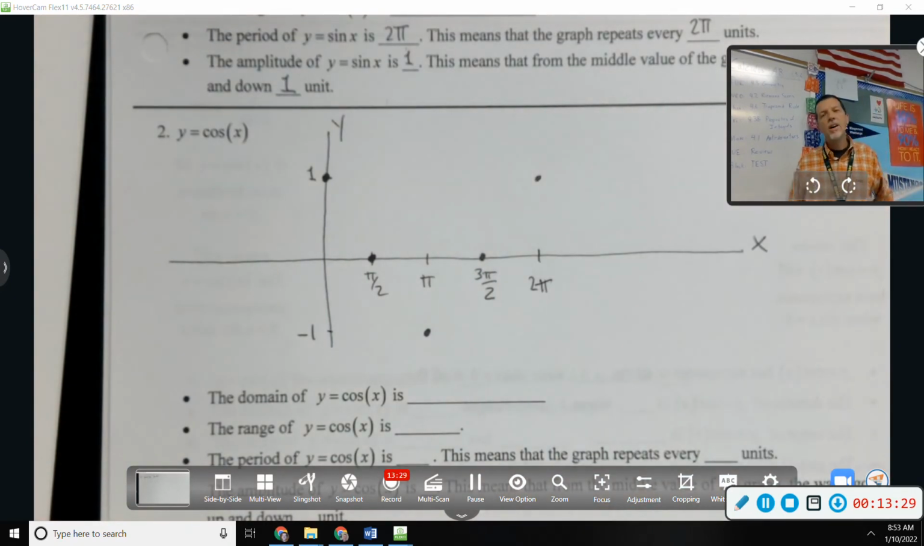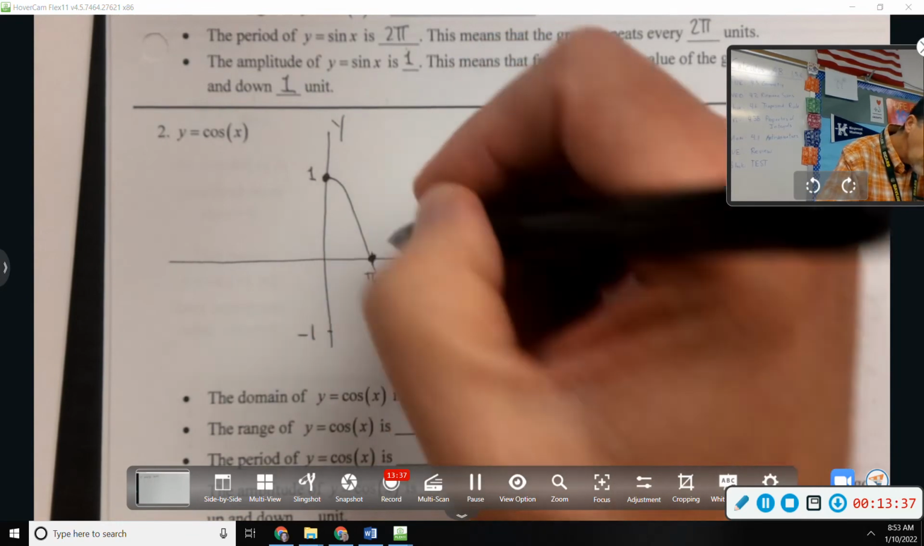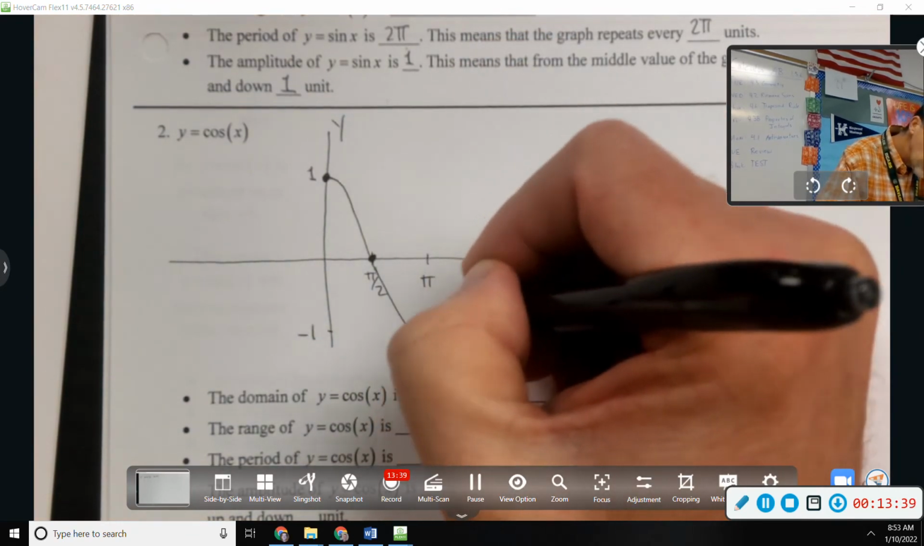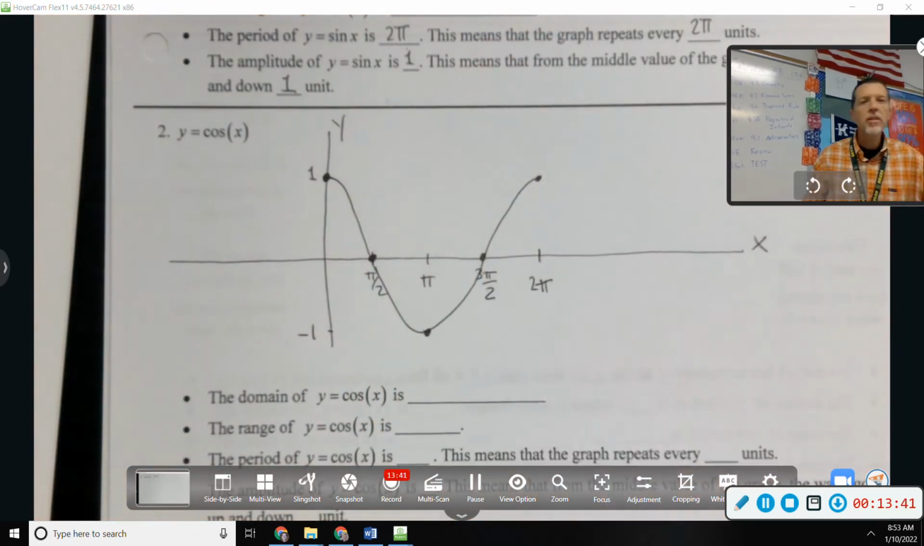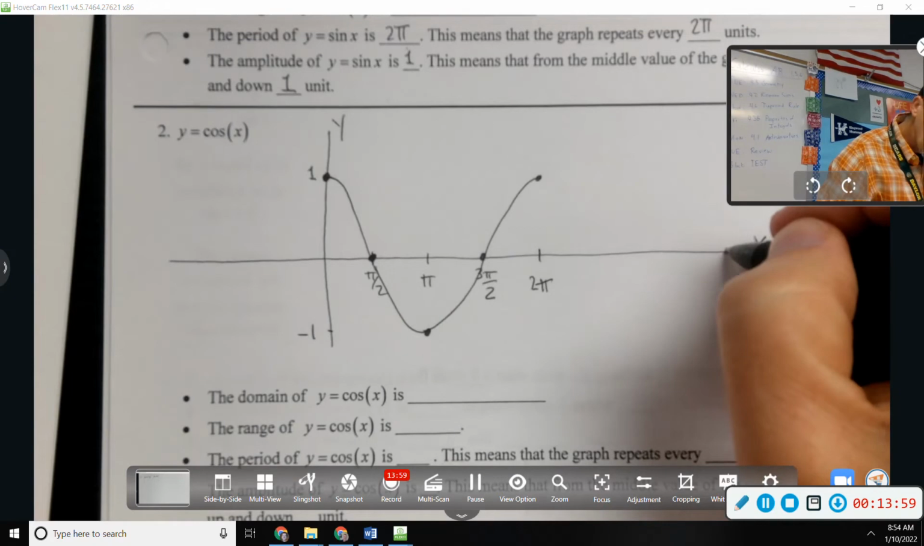Now, again, if all you do is those 5 points, you're tempted to do a V. You know that's not right. I hope you know that's not right. But there's the first cycle of the cosine wave. You're trying to figure out how they're related, and I like that you're trying to figure it out. It will be more helpful if we continue to sketch that out to 4 pi.